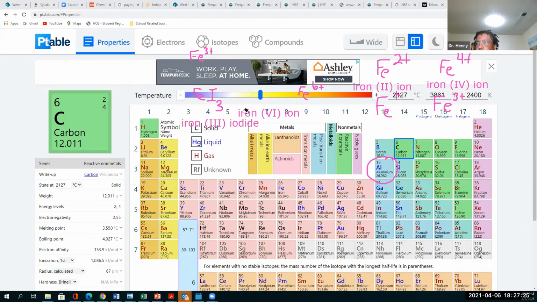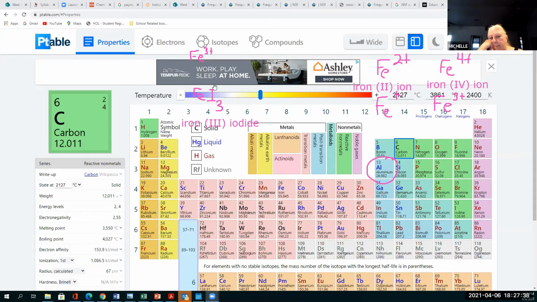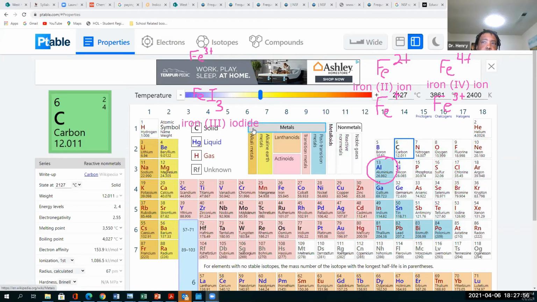Let's get rid of this. Since we have only 1 iron here and we have 3 iodides, what is the charge on the iodide? -1. So altogether it'll be -3. So the charge on that 1 Fe must be +3. So since it's +3, we would call this iron 3 iodide. Do you guys get that? Okay, so let's give you a hard one here.